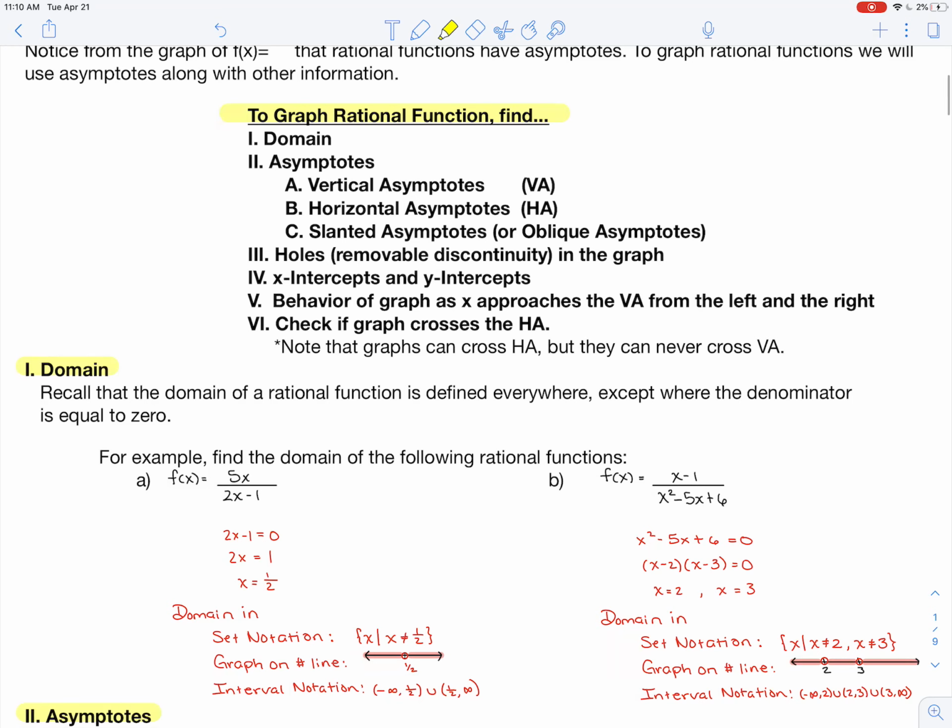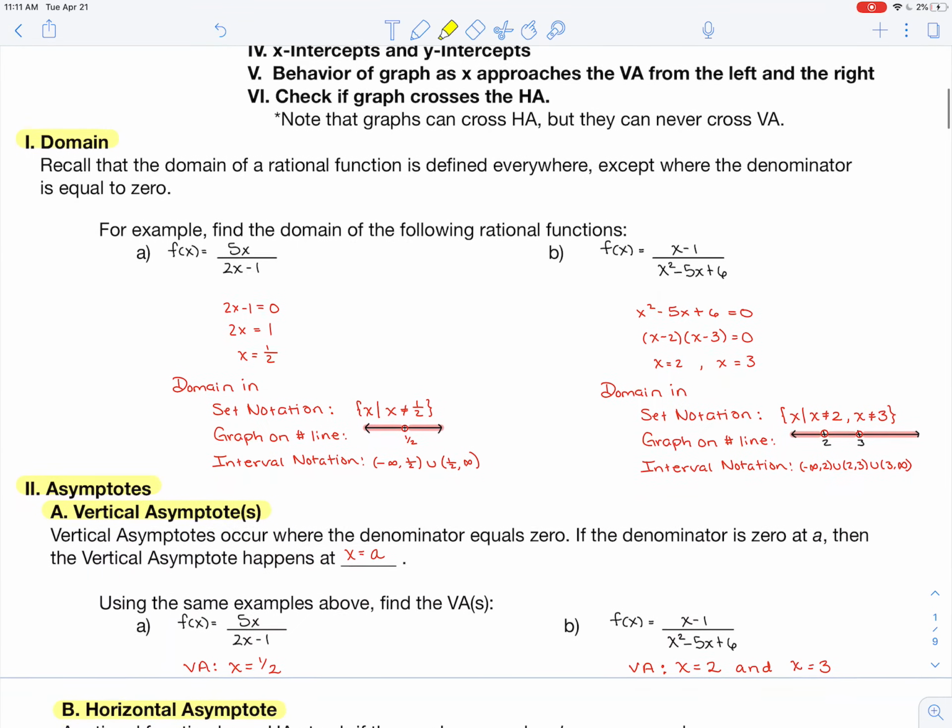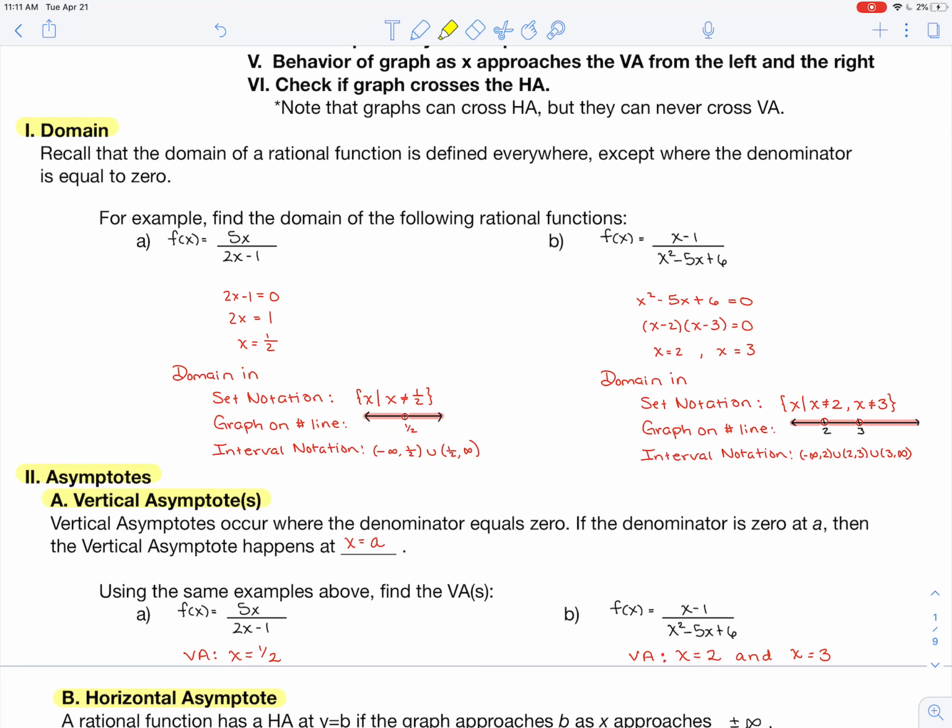Recall that in Part 1 we found domain, and I also want to remind you why we're doing all these things: domain, asymptotes, holes, intercepts, end behavior, and checking if the graph crosses the horizontal asymptote. At the end of this lesson, we're going to put all that together and you're going to be able to graph these complicated rational functions. So let's take a look at asymptotes.